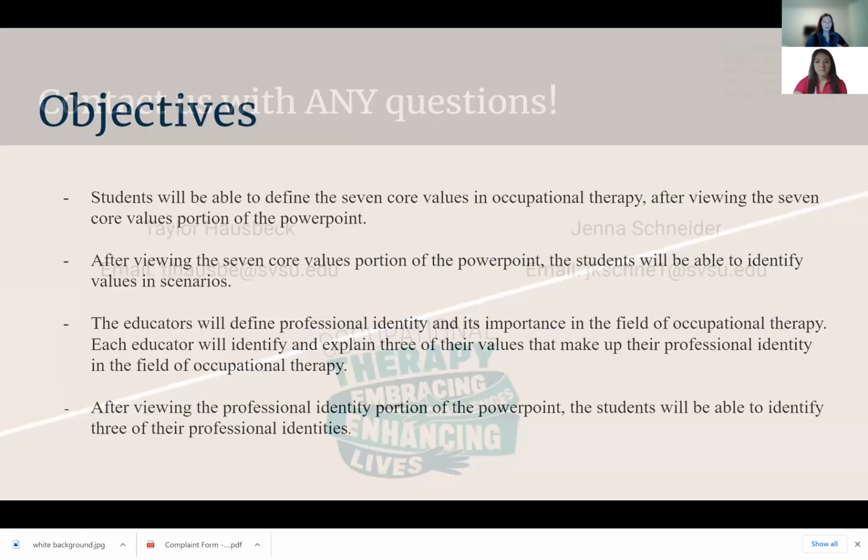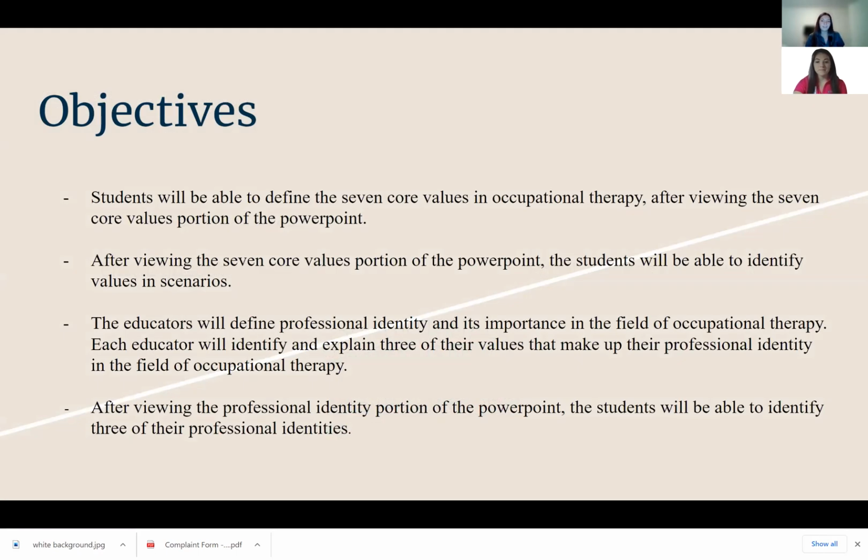Also, before we get going, these are the objectives for today's lesson. These just kind of go over what we were hoping for you guys to get out of it. And you guys will be kind of tested on this in the pre and post test and the activities that we have planned.